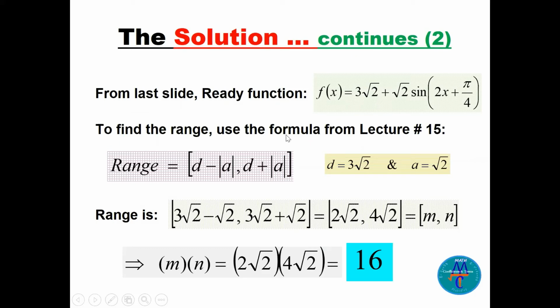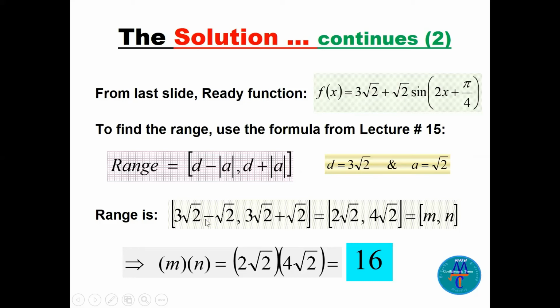To find the range, we have to use the formula from lecture 15, where we graphed the sine function. The range will be d minus the absolute value of a, to d plus the absolute value of a. D is the shifting. It is shifting up here, 3 square root of 2, because that's a positive number. And a is square root of 2. So we can apply the formula for the range: 3 square root of 2 minus square root of 2, to 3 square root of 2 plus square root of 2.